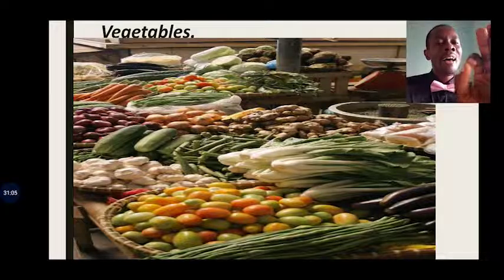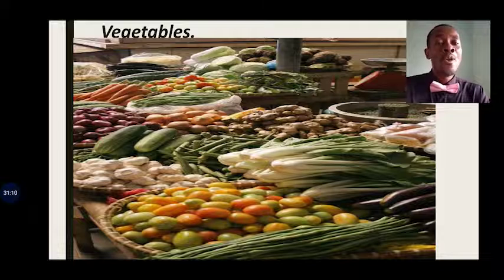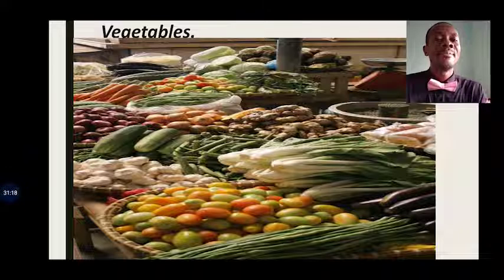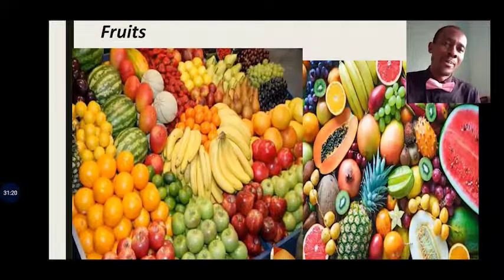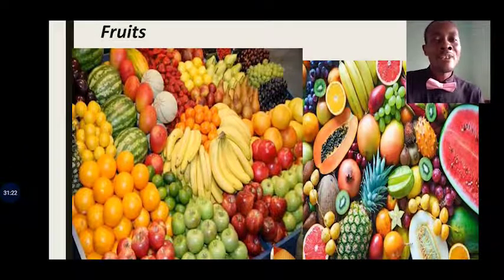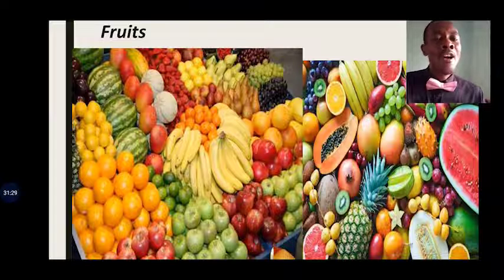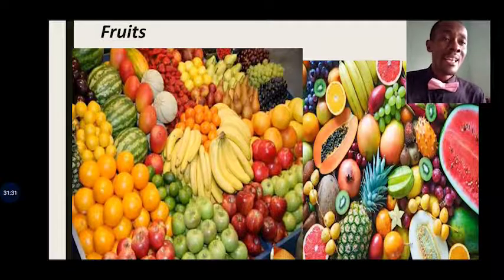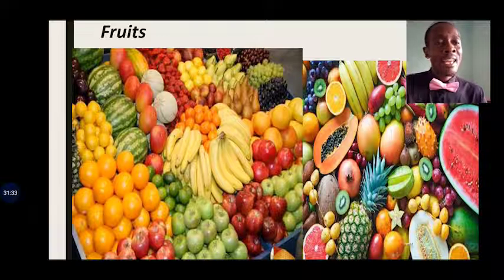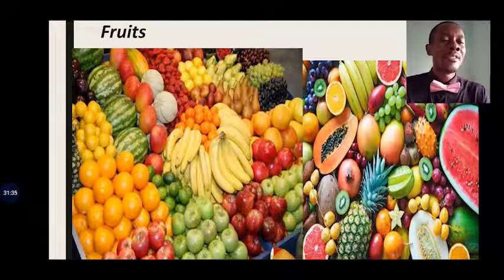So these are the group of plants or crops that are known as vegetables. They are different from root crops, they are different from legumes, they are also different from cereals. The next group of crops, according to agricultural classification, are the ones they call fruits. You know, fruits are produced from flowers, mostly from flowering plants, the angiosperms. That is where you get fruits.